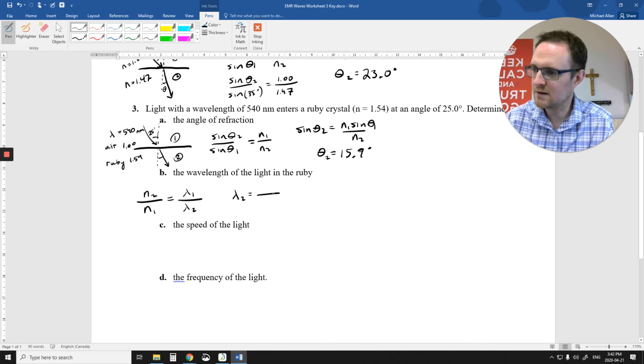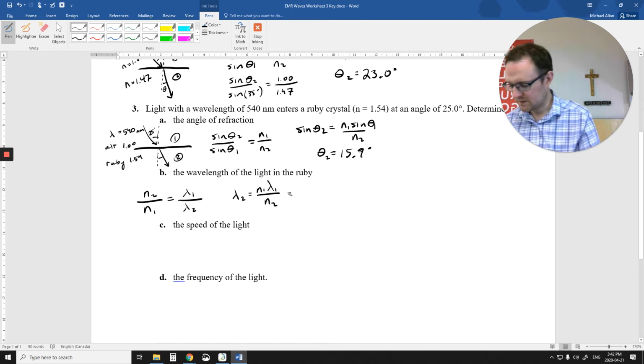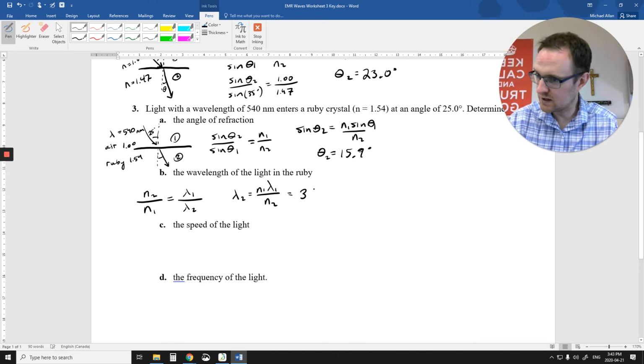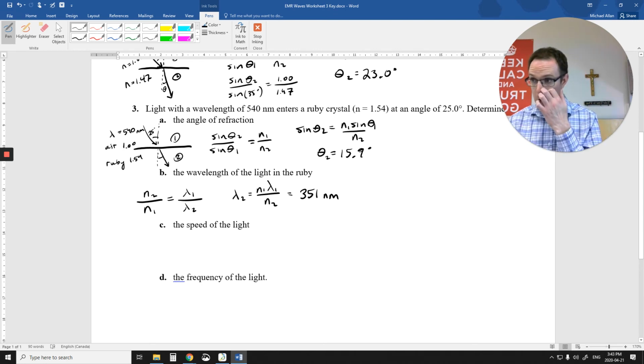This is the wavelength. So lambda 2 is n1 lambda 1 divided by n2. n1 was 1. Lambda 1 is 540 nanometers divided by 1.54, and we get, how many sig digs do we need? 3 sig digs here, so 351 nanometers.